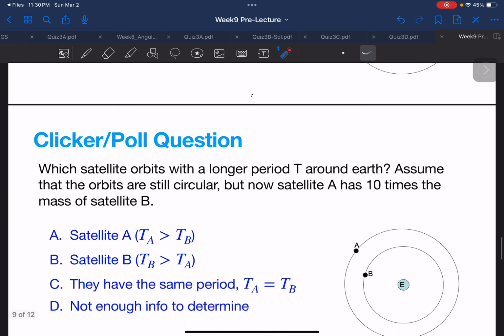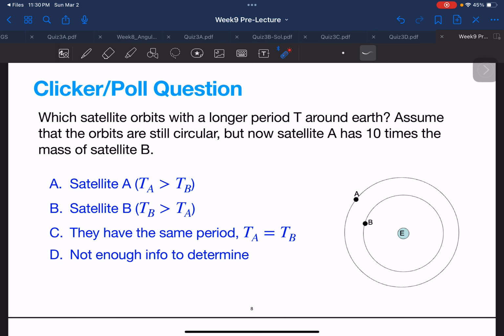All right, here's another example. Which satellite orbits with a longer period around the Earth? Assume that the orbits are still circular, but now satellite A has 10 times the mass of satellite B. Again, pause the video and think about this.